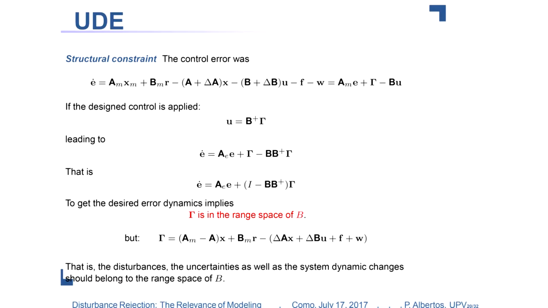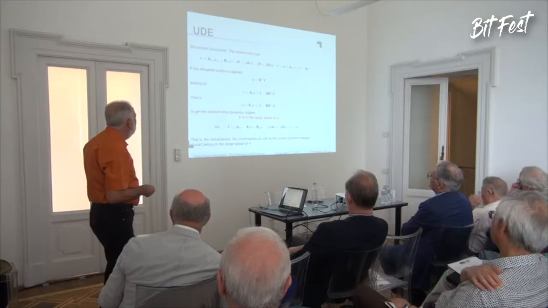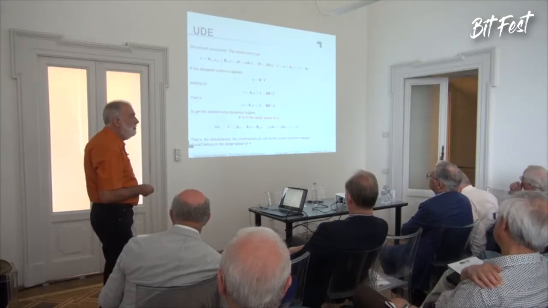So what is the structural constraint? The structural constraint is that this gamma should be in the range space of B. If you look at the idea of gamma, you see here that the disturbances, the uncertainties, and the nonlinear terms should belong to the range space of B.